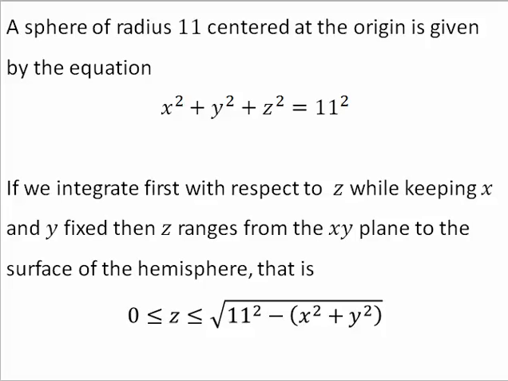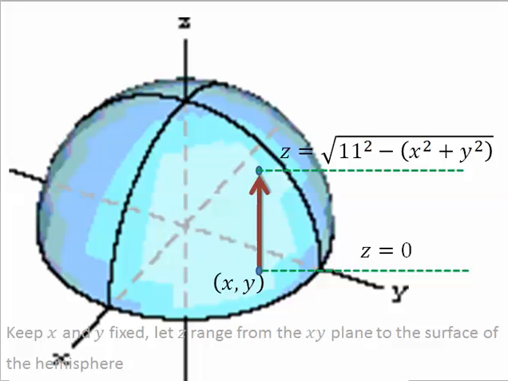If we integrate first with respect to z while keeping x and y fixed, then z ranges from the xy plane to the surface of the hemisphere. That is, z is between 0 and the positive square root of 11 squared minus the quantity x squared plus y squared. Keep x and y fixed. Let z range from the xy plane to the surface of the hemisphere.